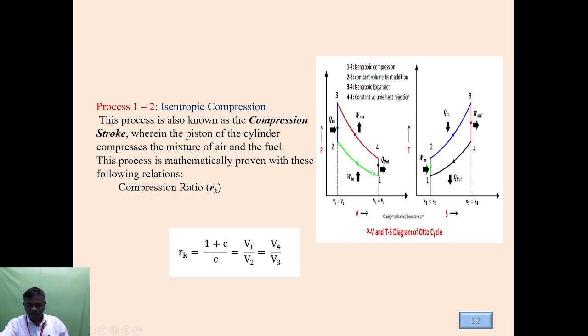In this process, compression ratio and expansion ratio are the same. See the PV diagram: the compression ratio 1 to 2 and 3 to 4 are parallel and equal. So in this Otto cycle, compression ratio and expansion ratio are the same. And one more thing, the TS diagram is the mirror image of the PV diagram in this Otto cycle.